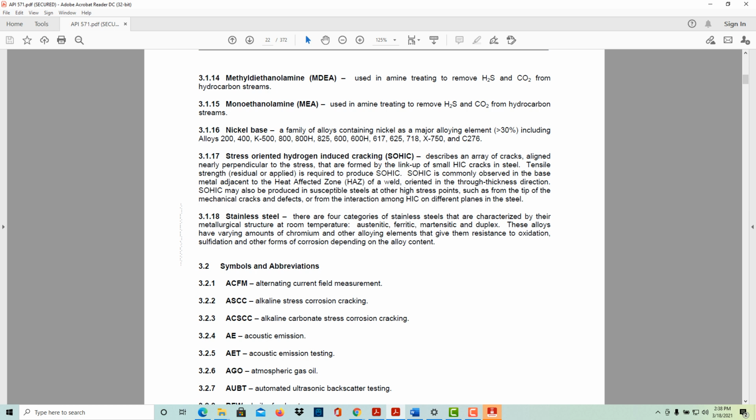Stainless steel. There are four categories of stainless steel that are characterized by their metallurgical structure at room temperature: austenitic, ferritic, martensitic, duplex. These alloys have varying amounts of chromium or other alloying elements that give them resistance to oxidation, sulfidation, and other forms of corrosion depending on alloy content.